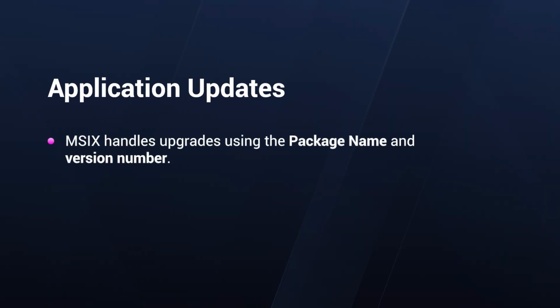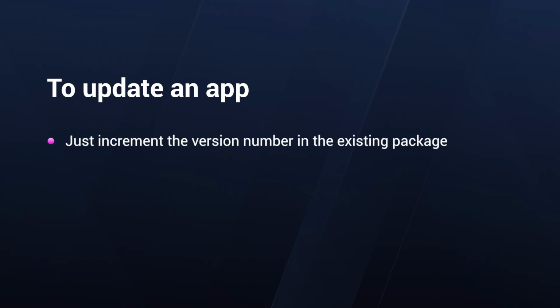Next, let's discuss application updates. MSIX deployment uses the package name and version numbers to manage application upgrades and downgrades. You can create an upgrade package by either editing the existing package with a new version number or creating a completely new package with the same name and a higher version number.